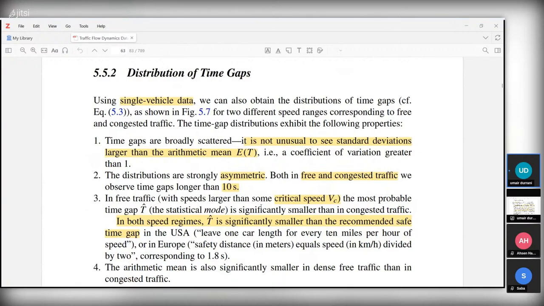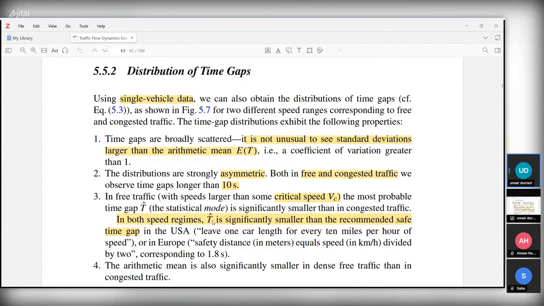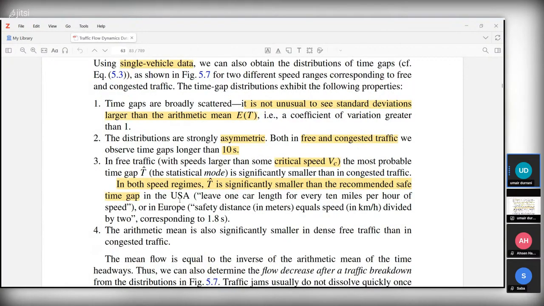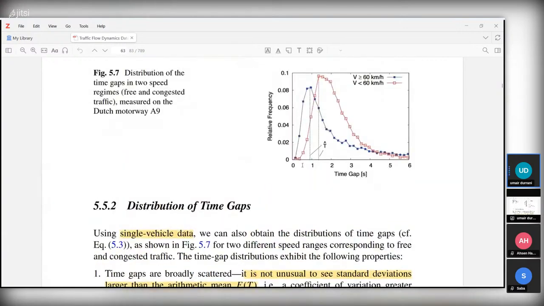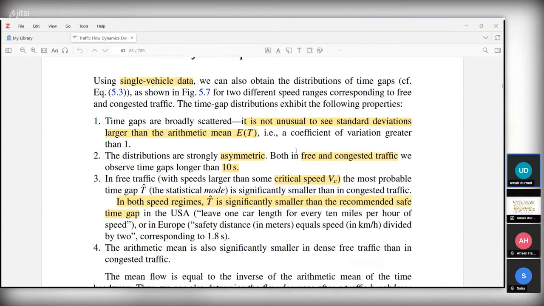And this is mentioned by the chapter. In both speed regimes, T cap, or the mode of the time gap, is significantly smaller than the recommended safe time gap. So they provide the definitions for US and for Europe. In Canada, there's also a definition to keep 2 to 3 seconds of difference from your lead vehicle. But here we clearly see that it is around 1 second. So it's much smaller than what is recommended. They also mentioned that in free and congested traffic, we observe time gaps longer than 10 seconds also.